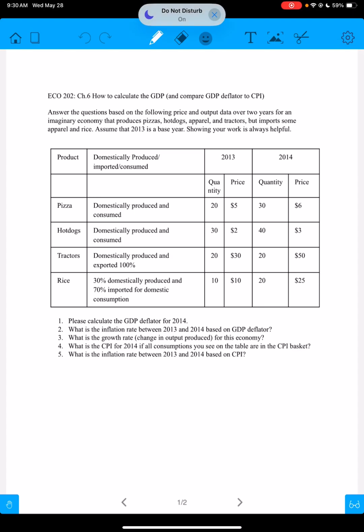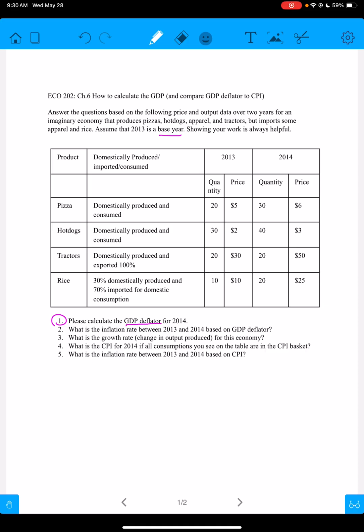This video is to show you how to calculate GDP deflator, real GDP, and nominal GDP all together as a practice problem for you for your midterm one. Okay, so we have 2 years here, 2013 and 14, and we're going to use 13 as a base year. And we will find the first question here, find the GDP deflator for 2014.